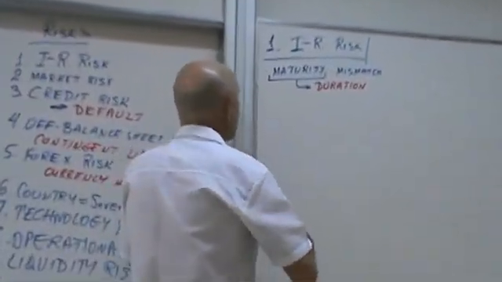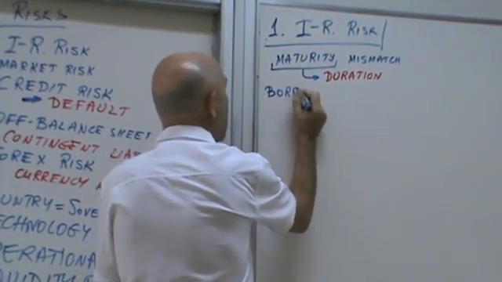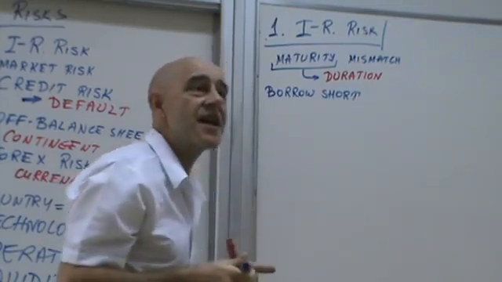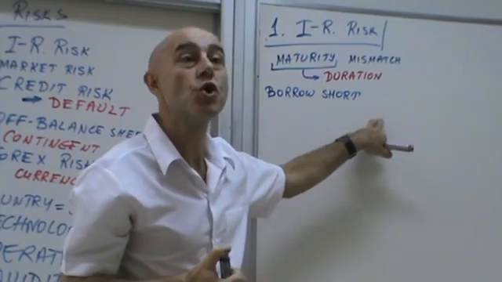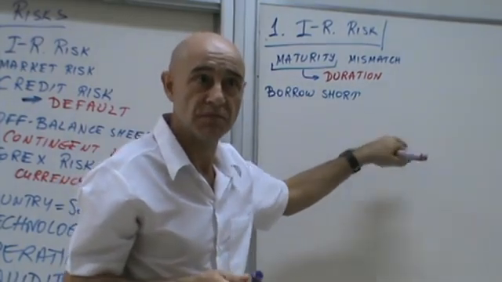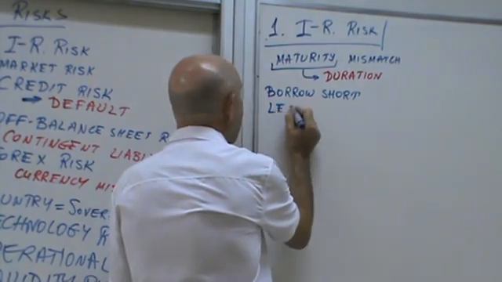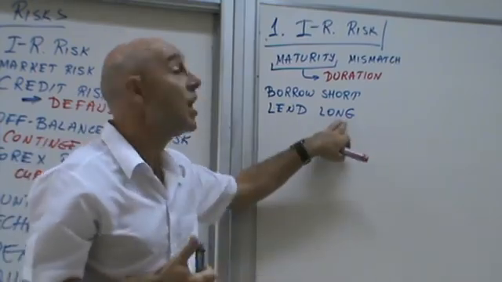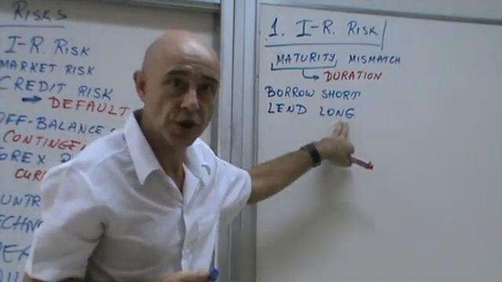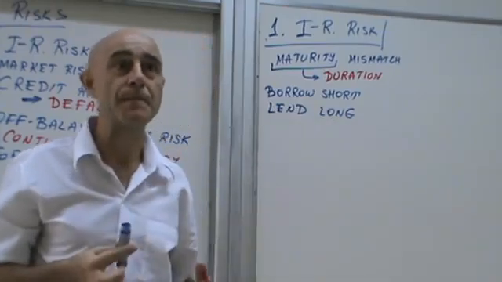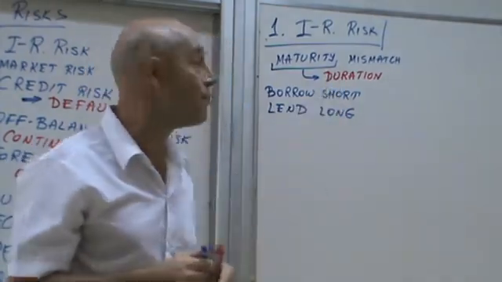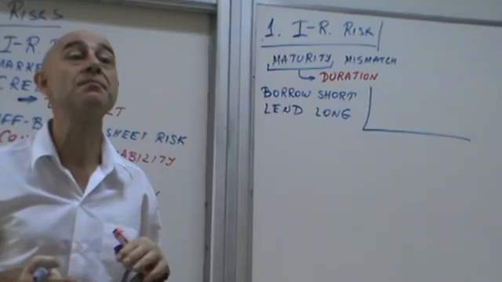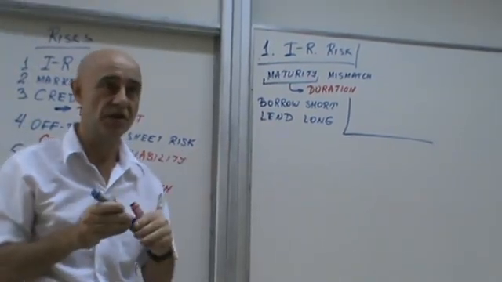To borrow short stands for to borrow short term. To lend long means to lend longer term. The reason for borrowing short and lending long is explained by the yield curve.